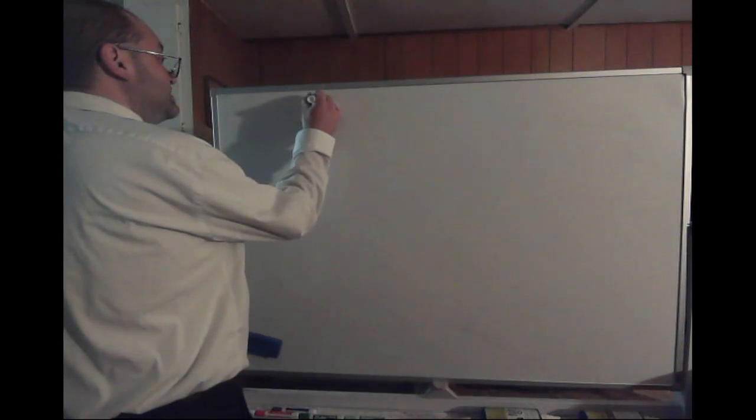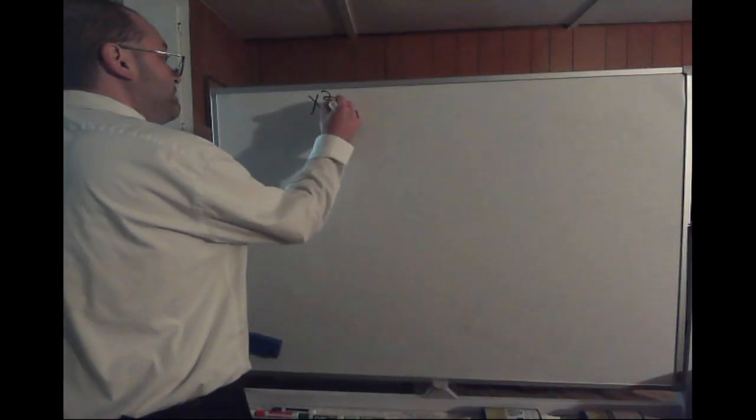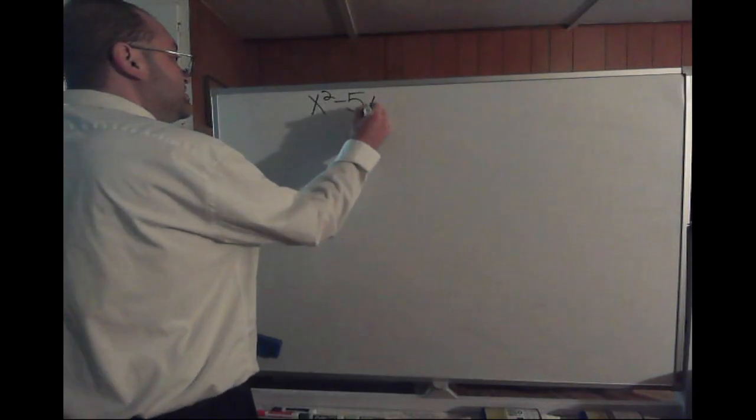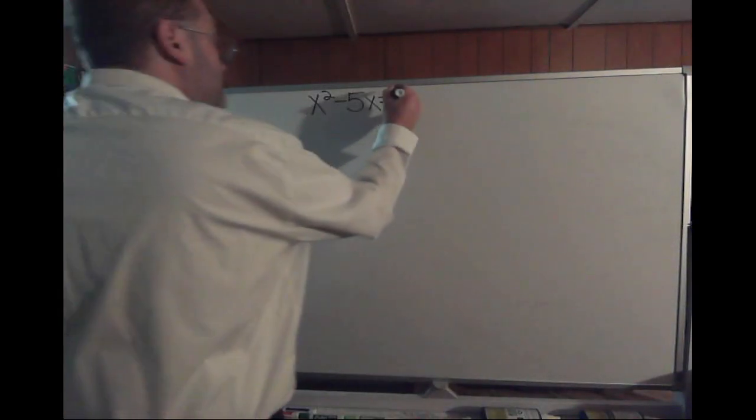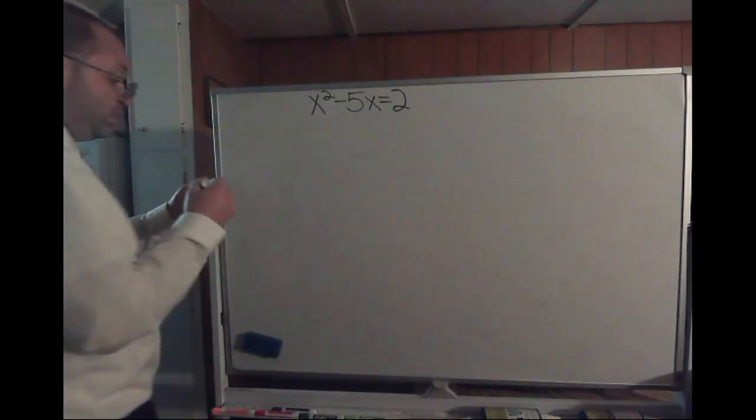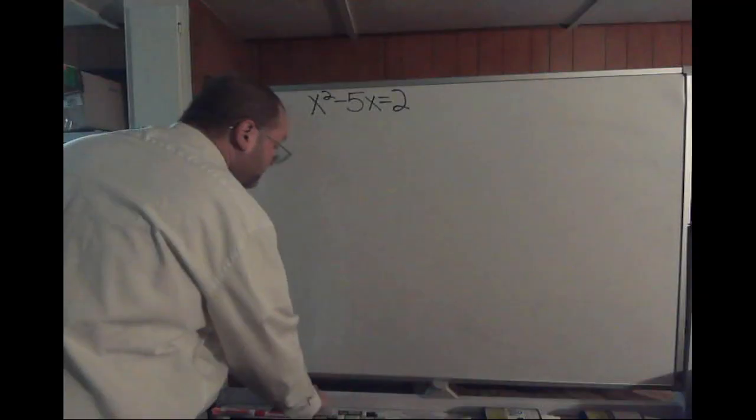Alright, what's next? I'm going to do 2 more. So let's see, we have x squared minus 5x is equal to 2. So we have x squared minus 5x equals 2.